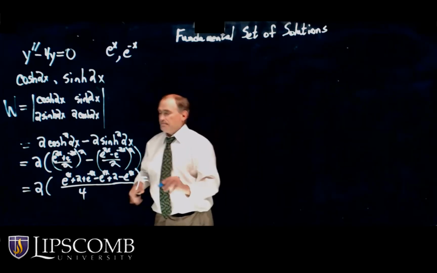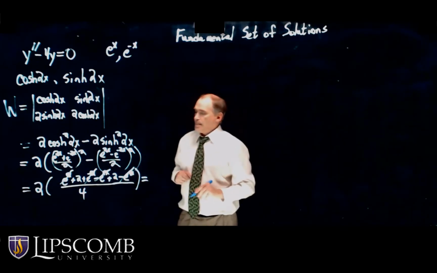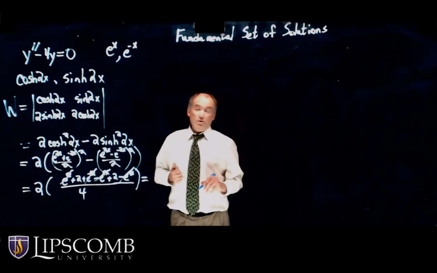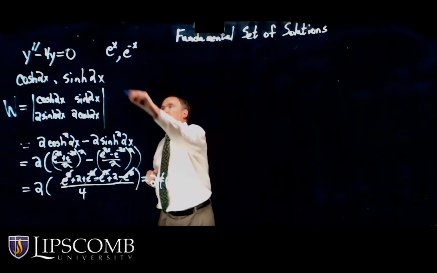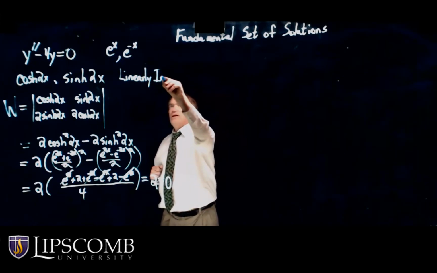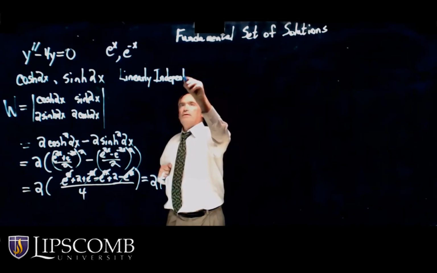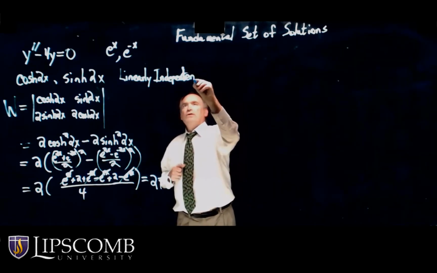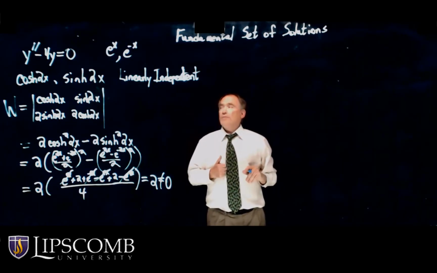So watch what I get. This guy cancels out, this guy cancels out. So I end up with 2 plus 2 over 4 is 1. So I get 2, which is never 0. So these guys are linearly independent. Misspelled it there. There we go. Linearly independent. So that's part number 1.